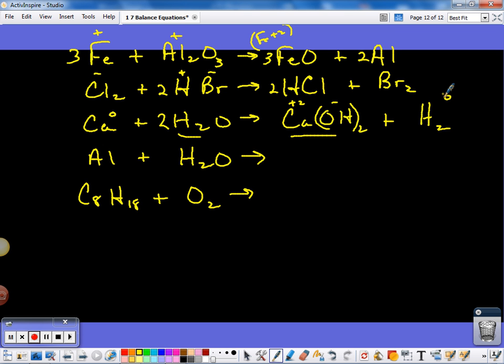Now the next one, single replacement, has water. It's a laid back aluminum, so the aluminum goes AlO plus H2. All right, and then you have to balance 2, 3, 3.